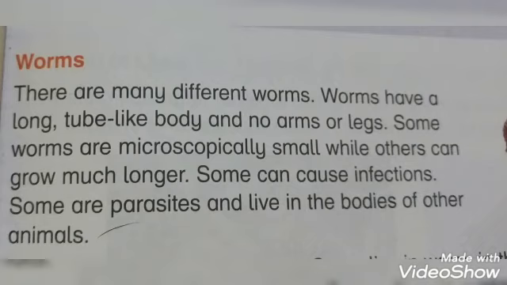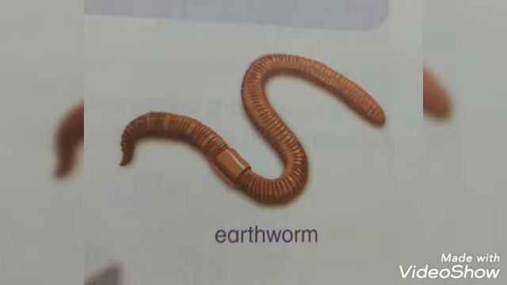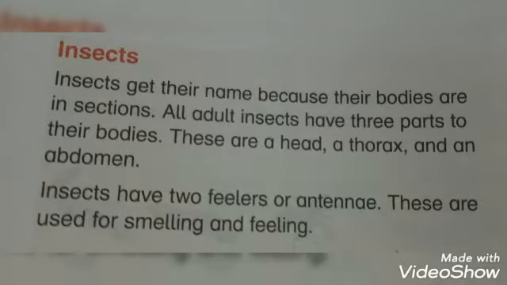One of the invertebrates are worms. Worms have a long tube-like body and no arms or legs. Some worms are microscopically small, while others can grow much longer. Some can cause infections, some are parasites and live in the bodies of other animals. Here is an example of a worm, earthworm. Look at its structure. Another type of invertebrates are insects.